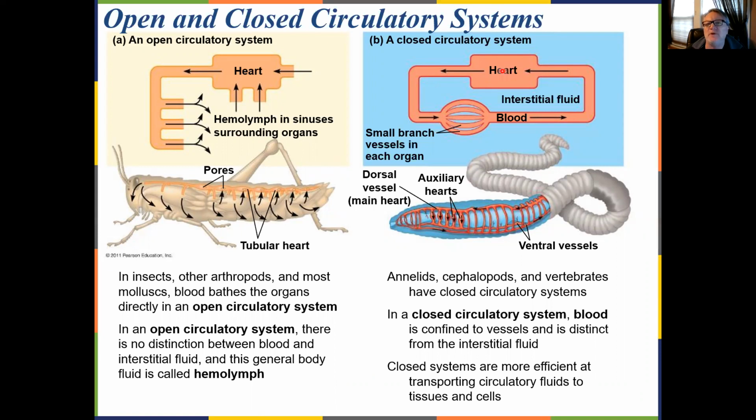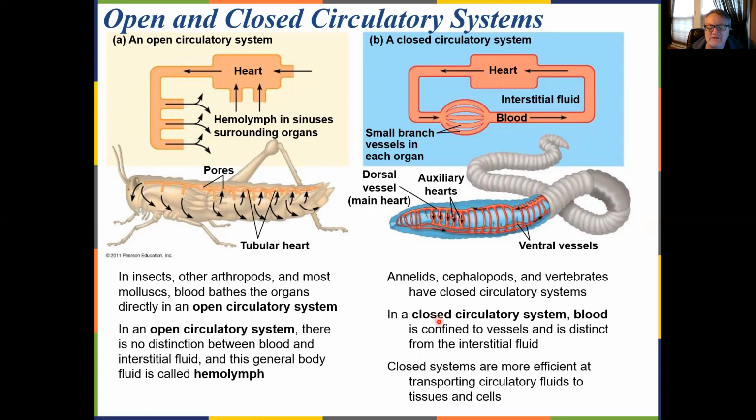There will be a heart to pump the blood, but the blood remains within arteries, capillaries, and veins traveling through the body. The only place that you actually get diffusion of nutrients, gases, and waste products is in the very, very thin walled capillaries. So this is called a closed system because the blood never actually leaves the circulatory system.